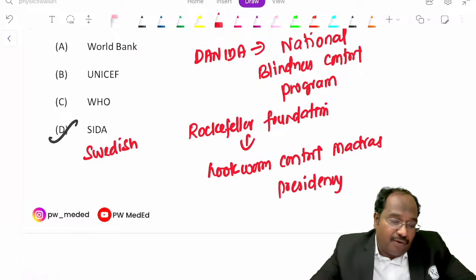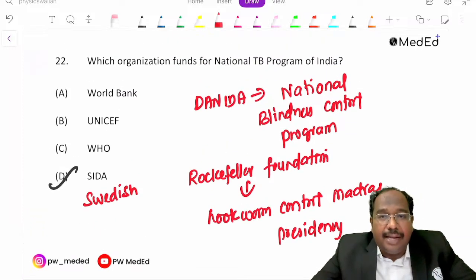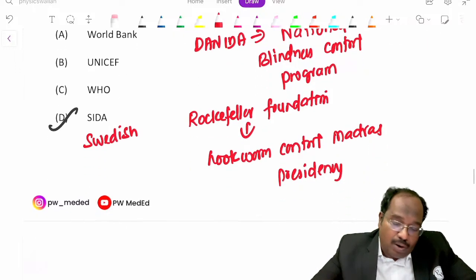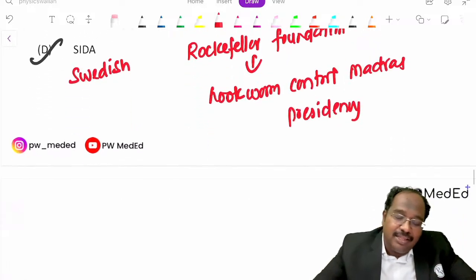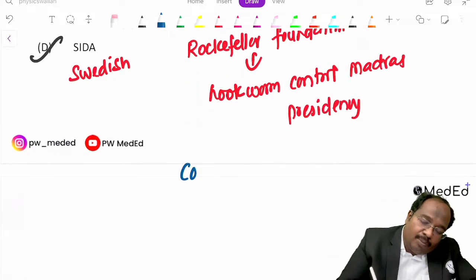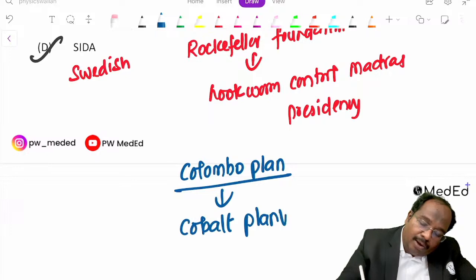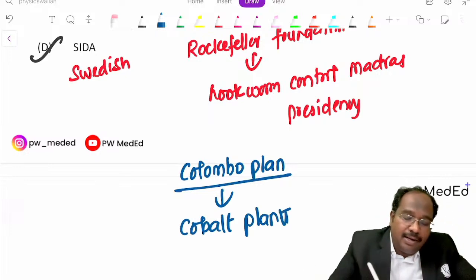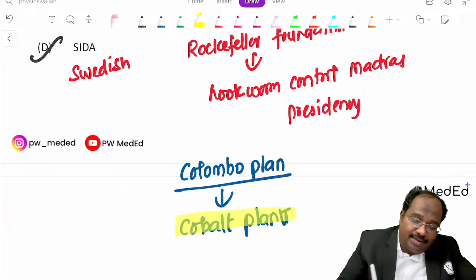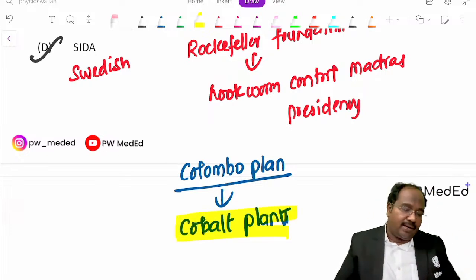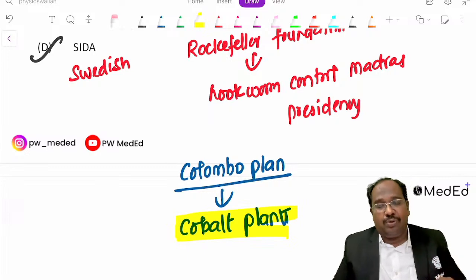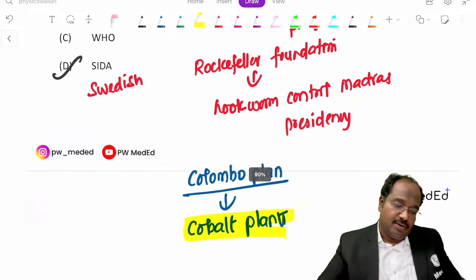So SIDA for the National TB Program, DANIDA is for the National Blindness Control Program, Rockefeller is hookworm control in Madras Presidency. This year in the NEET exam they asked this question, Colombo plan. Colombo plan, they contributed for cobalt plants for cancer treatment. This was asked in this year's NEET exam. Everything is there in the textbook of Park. So Colombo plan, this year 2023 NEET exam, this was the question.